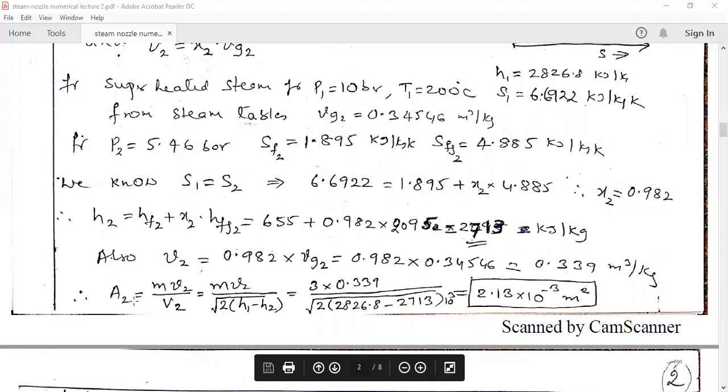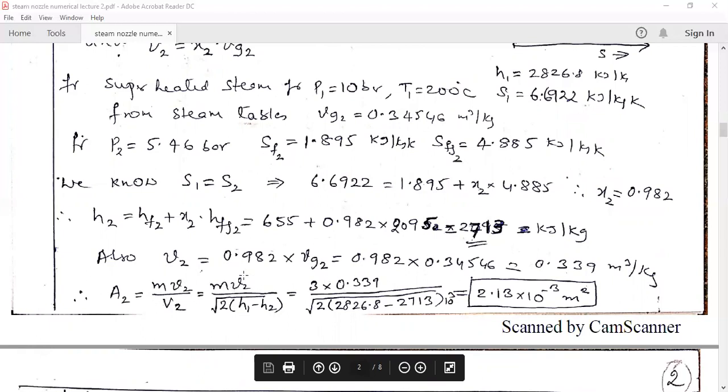Then the area is obtained by using M into specific volume divided by velocity at the throat. That will be equal to M into specific volume divided by square root of the velocity expression. How do you find velocity? It will be square root of 2 times h1 minus h2. So since you know the values of h1, h2 and v2, we can get the area.